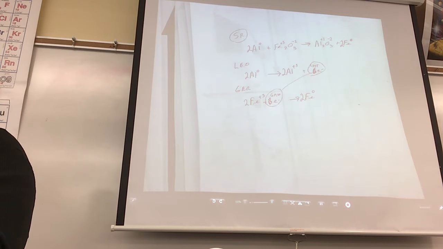These are called half reactions. Now, that's not in your book, actually. This is the one part that's not in your book.